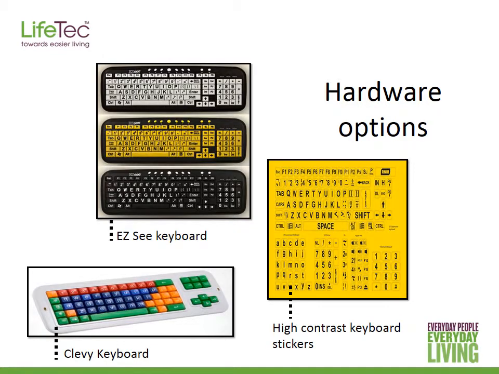So some of the hardware options for someone with a vision impairment, you can get high contrast keyboards that you can plug into some of the devices that have a USB port or a USB adapter. The Clevy keyboard's quite nice as well for someone who has a movement difficulty combined with a vision impairment, because the keys are nice and separated.